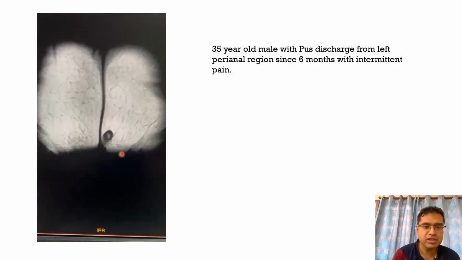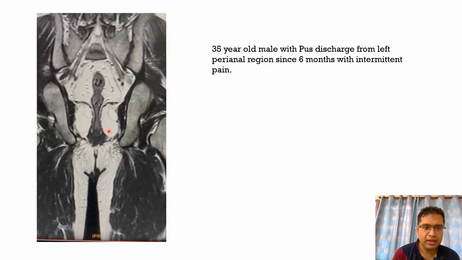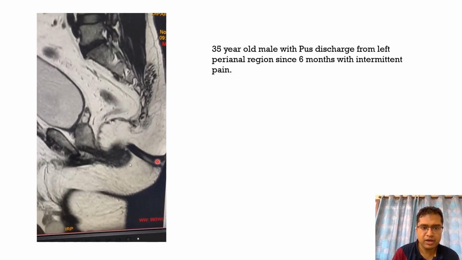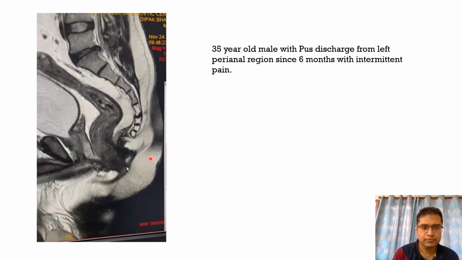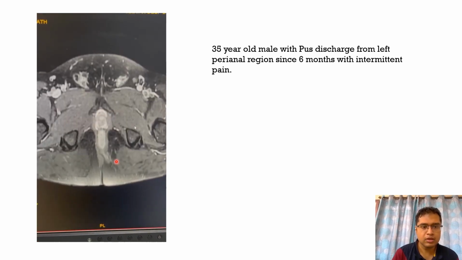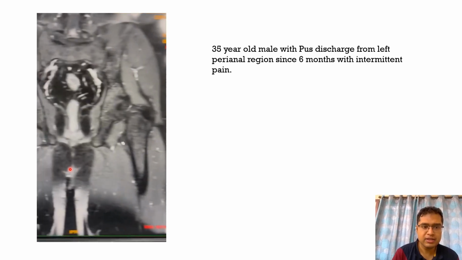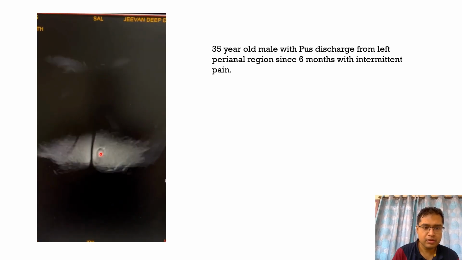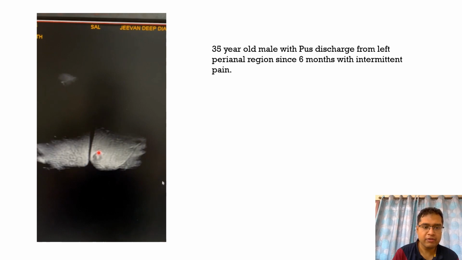These are the coronal images, T2 weighted images. There is no ramification or abscess that is seen, and the tract is seen through the sphincter. These are SAG images, where again we can see this dilated tract. These are the T1 post contrast images, axial section, where we can see that there is enhancement of the tract. Coronal images, enhancement of the tract and surrounding inflammation is seen.